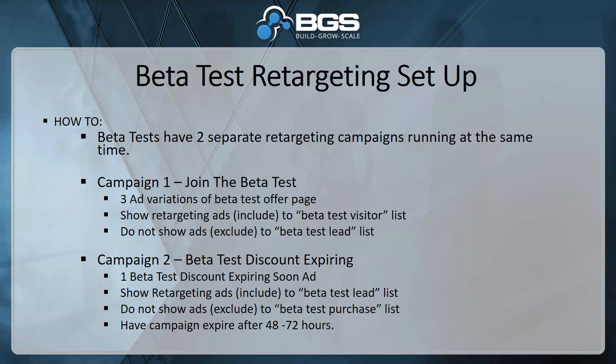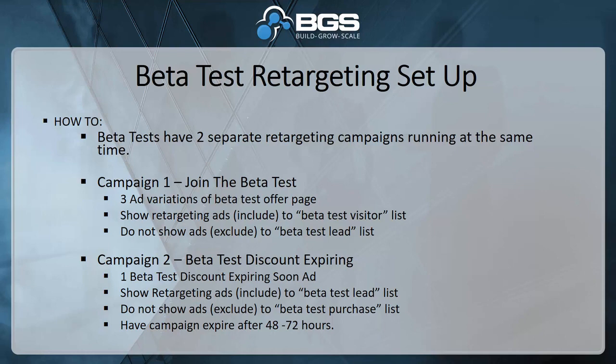Campaign number 2 is also running at the same time, and it is the beta test discount expiring campaign. So you have one ad that's telling people, hey, don't forget, you registered for the beta test, but your discount coupon is going to expire soon. So you're going to show the retargeting ad for the expiring soon campaign to all the beta test leads, to the beta test lead list, okay? So you're going to include the beta test lead list.